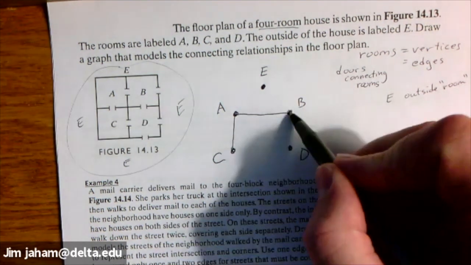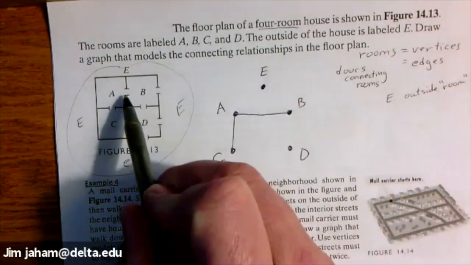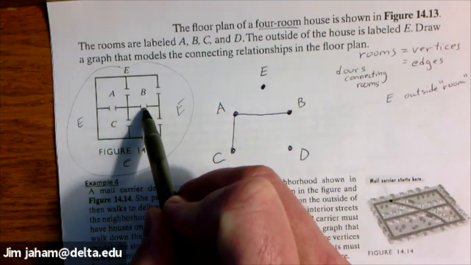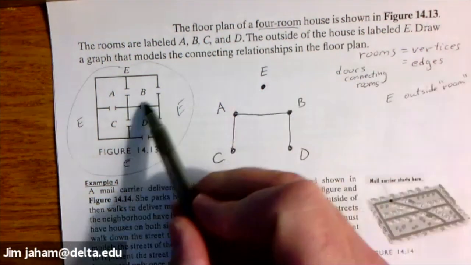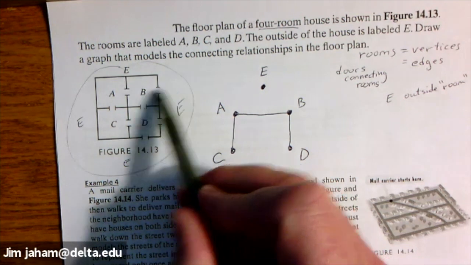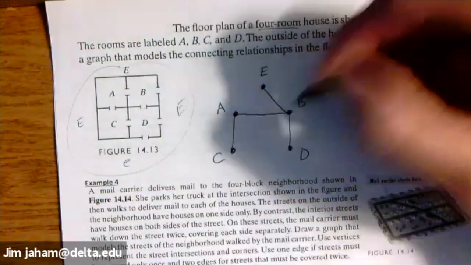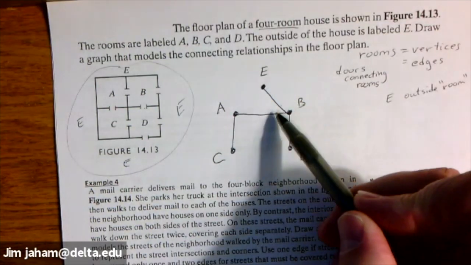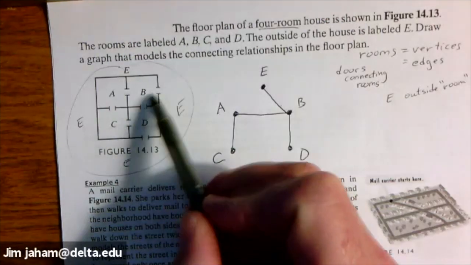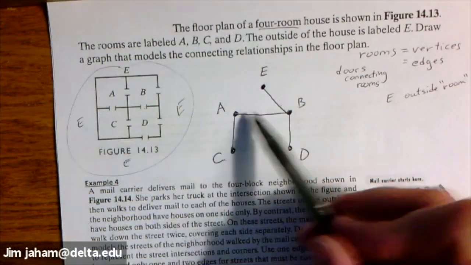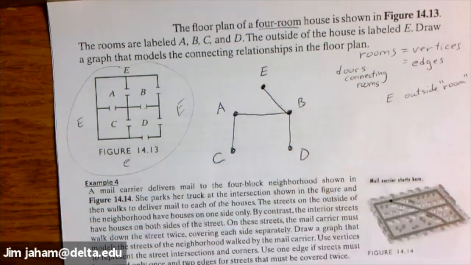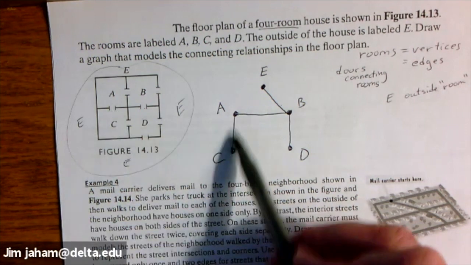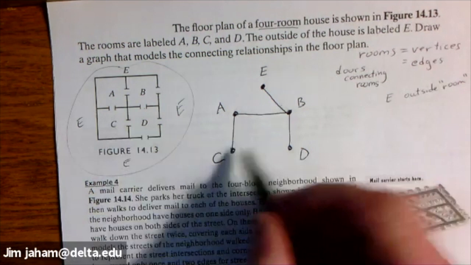For B, we've already got the door connecting A and B, so we don't have to redo that one. B is also connected to D through this door. And B is also connected to the outside, and the outside is E. So there it is. The number of doors leaving room B is 1, 2, 3. The number of doors, or edges, leaving A is 1, 2. And then C. C has a door to A. We already have that doorway identified. And then C also goes to D.